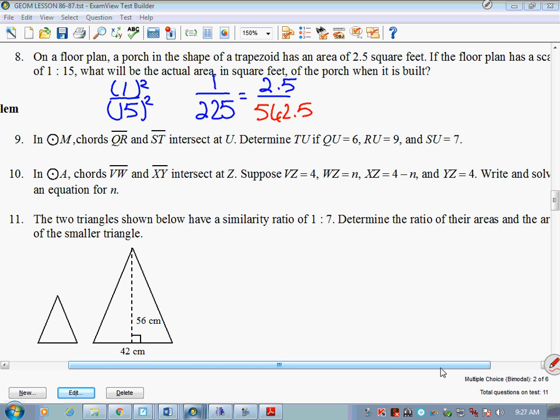562.5. Let's see if that's right. Actually, I don't have an answer on that. Let's look. 562.5, and that should be in feet squared in terms of my answer.